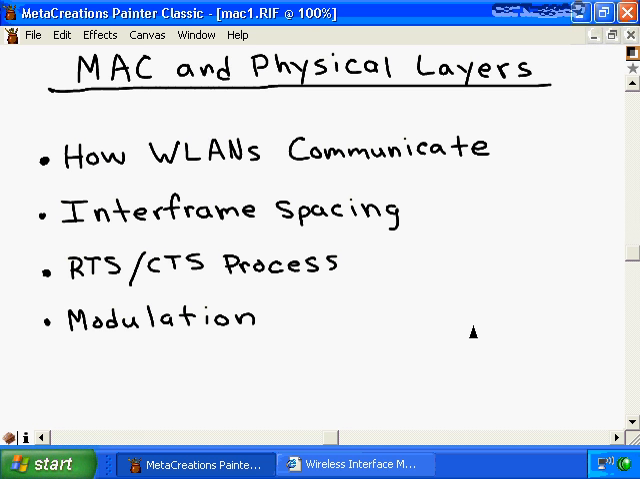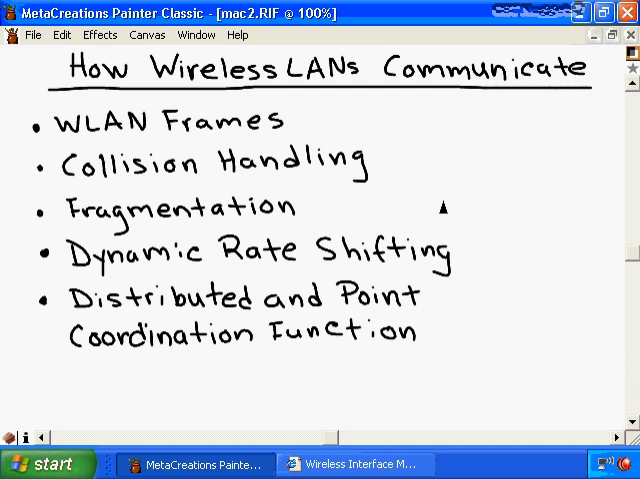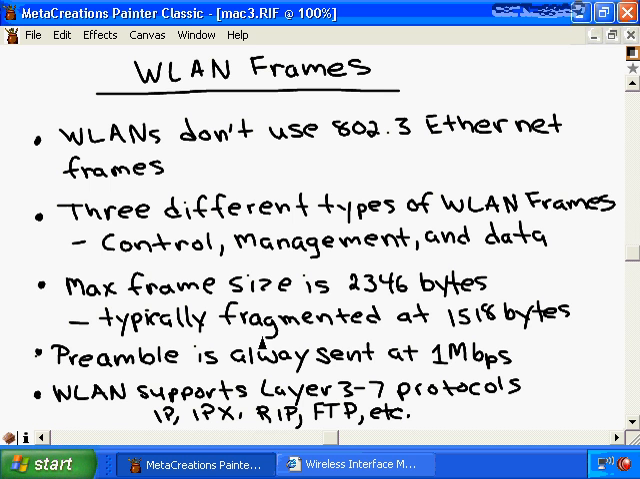First off, we're going to learn about the key components that are used with wireless LAN communication, as we see here on this whiteboard. We're going to learn about each of these topics individually to understand how wireless LANs communicate with each other. So first off, what are wireless LAN frames? Let's bring up another whiteboard and learn about what those are.